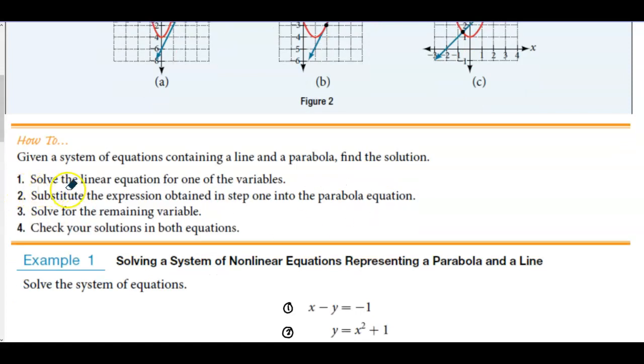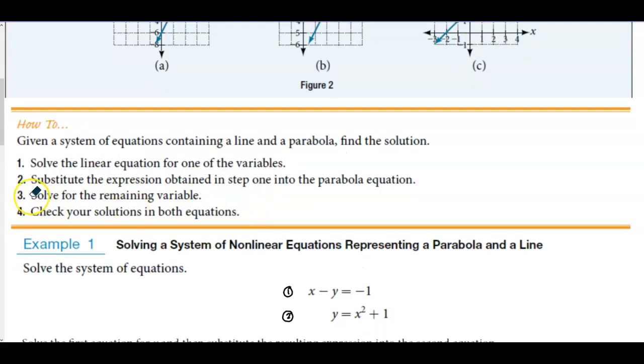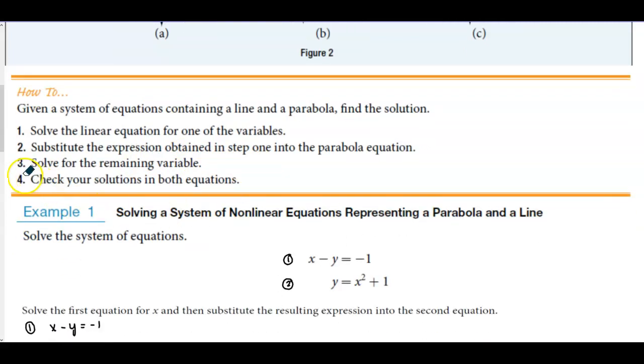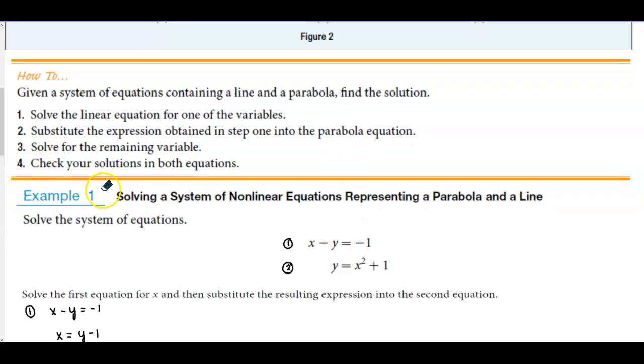Number one, we're going to solve the linear equation for one of the variables. Number two, we're going to substitute the expression obtained in step 1 into the parabola equation. Number 3, we're going to solve for the remaining variable. And number 4, we're going to check our solutions in both equations.